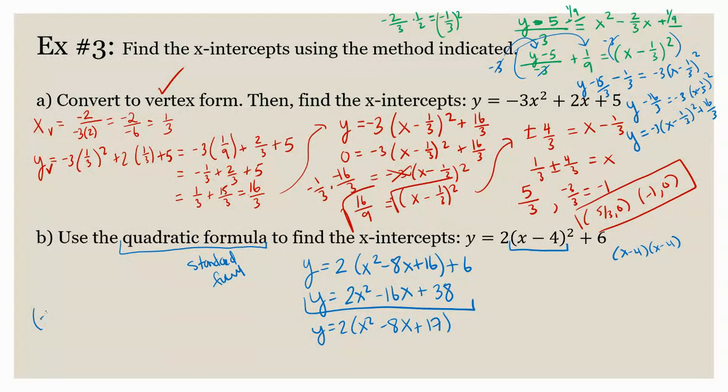So what was it? Now I've got b squared, negative 8 squared. It's in parentheses. Minus 4 times a times c. Smaller numbers, we like that. 8 squared is 64. Minus 4 times 17 is, what is that? 48? No.